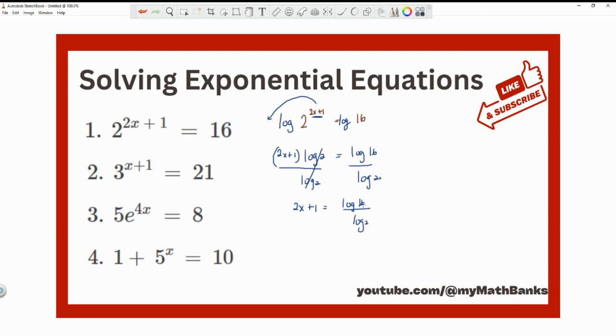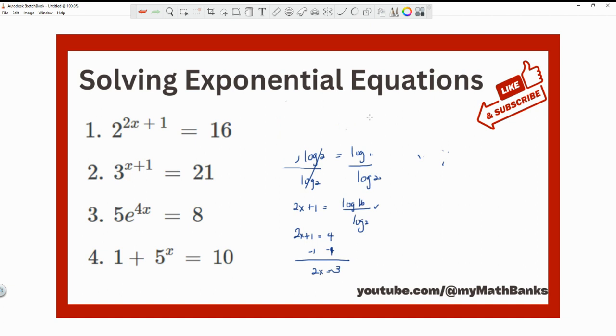Now you can actually solve log 16 over log 2, and that's just going to be 4. You can use a calculator right away on this one. So you have 2x plus 1 equals 4. Minus 1 on both sides, so you have 2x equals 3. Therefore, your x here is going to be equal to 3 over 2. So that will be it. Again, if it's an exponential, just put log on both sides and then use the property of logarithms to solve for your variable.